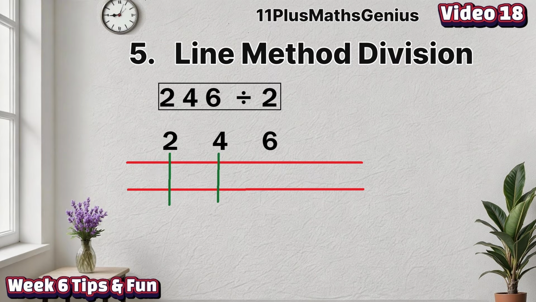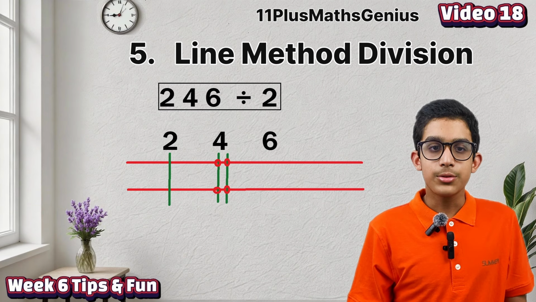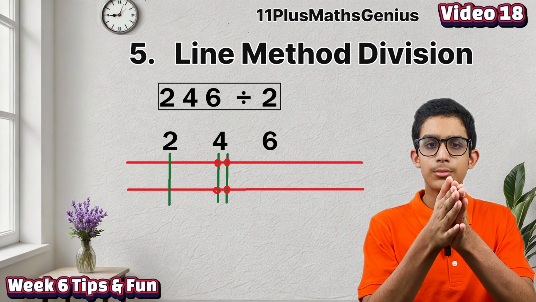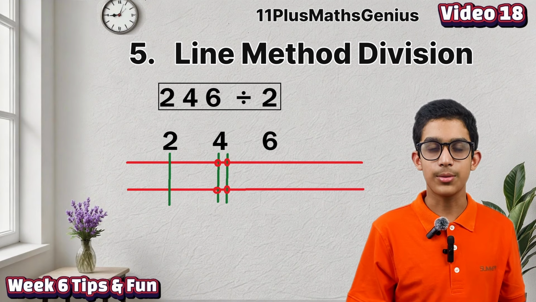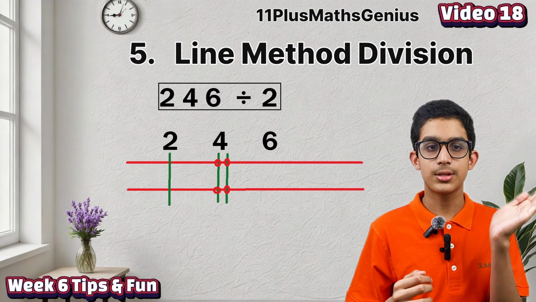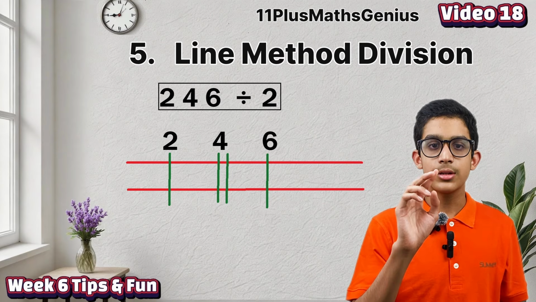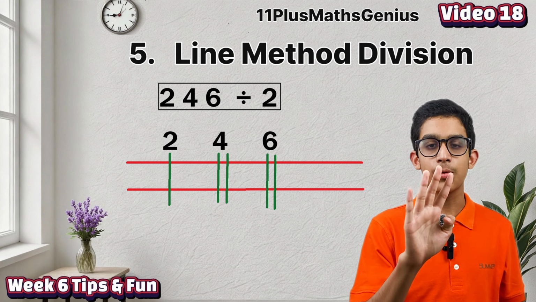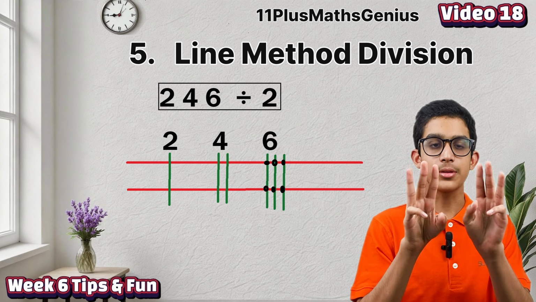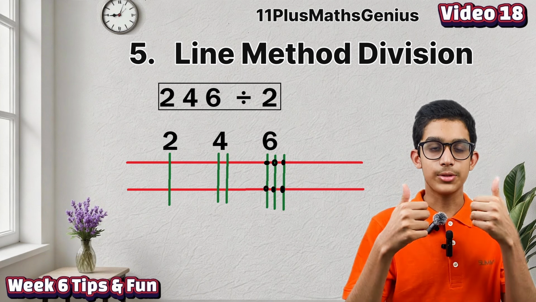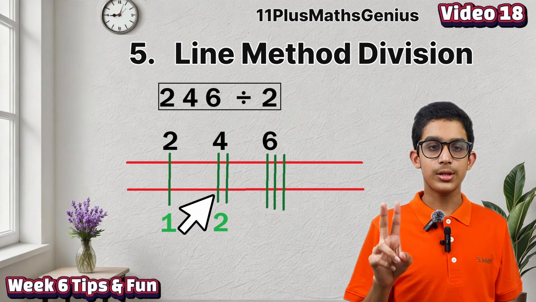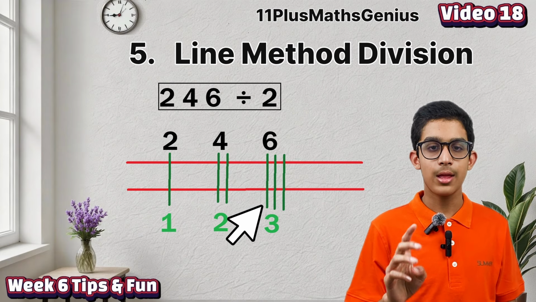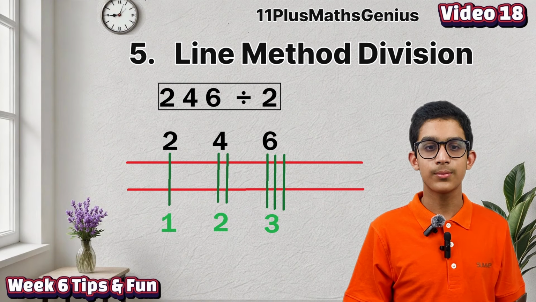Next digit is 4. Drawing one line, we get 2 points. So we draw another line. Now we get 4 points. It's done for the second digit. Now we move on to the last digit. 1 line, 2 points. 2 lines, 4 points. 3 lines, we have 6 points. That's done. Now we count the vertical lines. Here we have 1 line, here 2 lines, and here we have 3 lines. So the answer is 123.